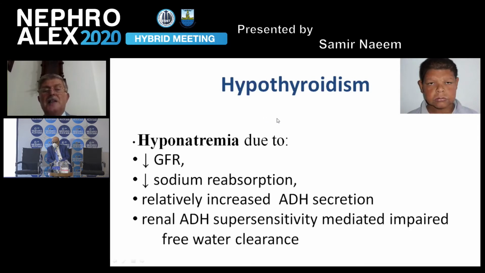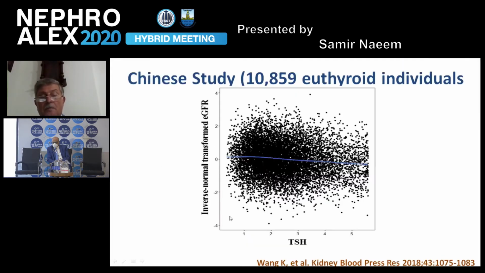Of course, hypothyroidism is famous for hyponatremia, and this is due to diminished GFR, diminished sodium reabsorption in hypothyroidism, the relative increase in the antidiuretic hormone, in addition to the increased sensitivity to the antidiuretic hormone, leading to impairment in water clearance. When you see cross-sectional studies about euthyroid patients, about the relation between TSH and GFR, there is usually an inverse relation. So when the TSH is high, the GFR goes down.